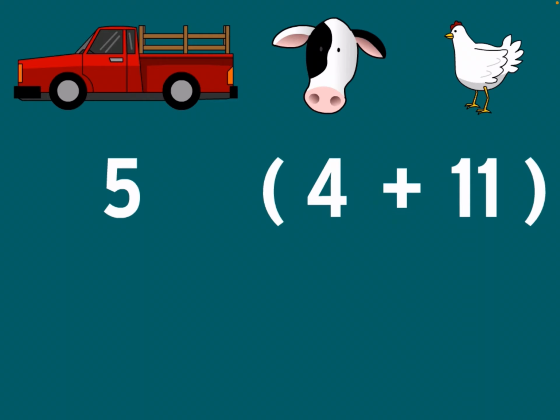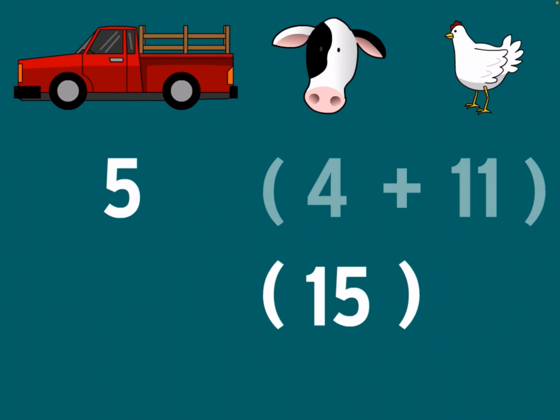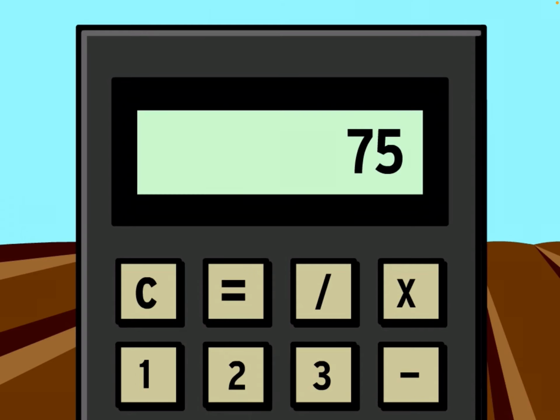There are a couple of ways to solve the problem of how many total animals we can expect to get. Remember that we generally work with the parentheses first. It looks like in each truck there are 4 plus 11 is 15. Then we have 5 trucks, so 5 times 15 will get us our answer. So we have 75 animals coming in today.